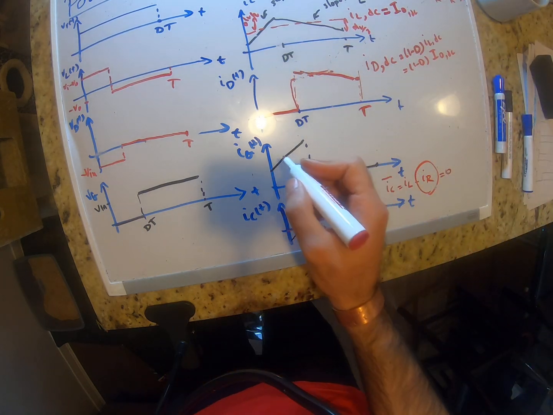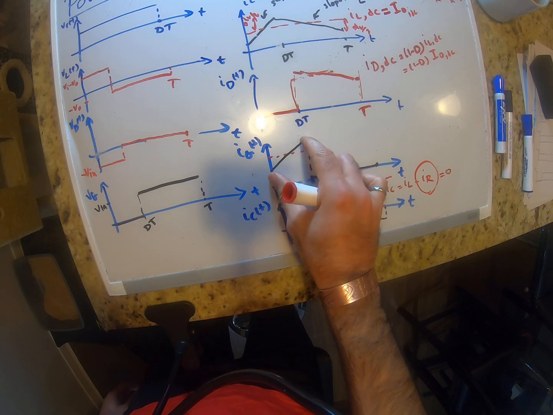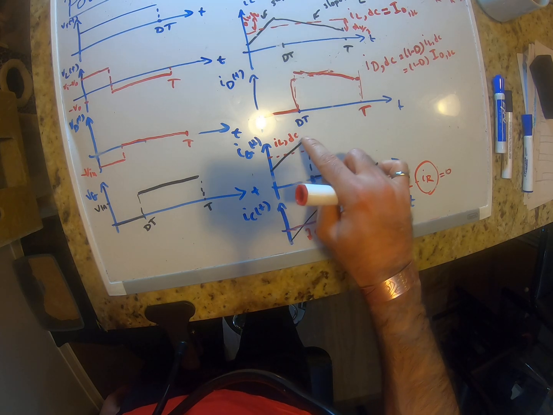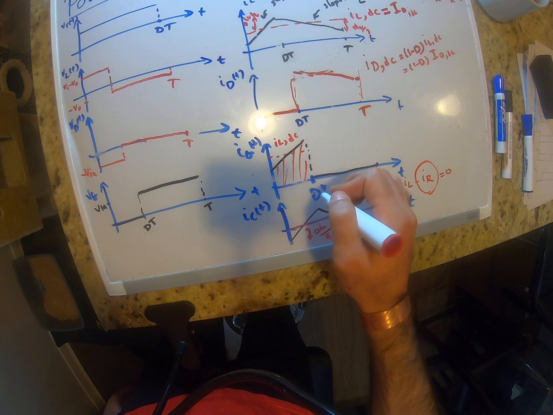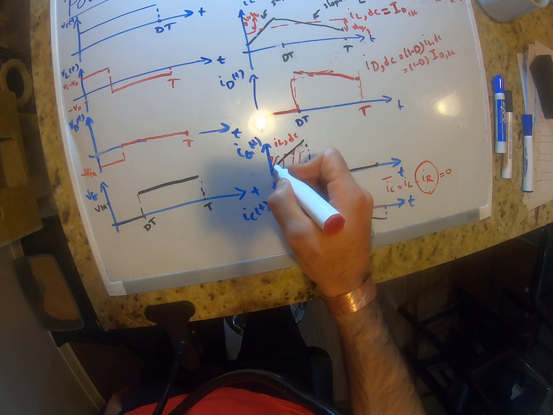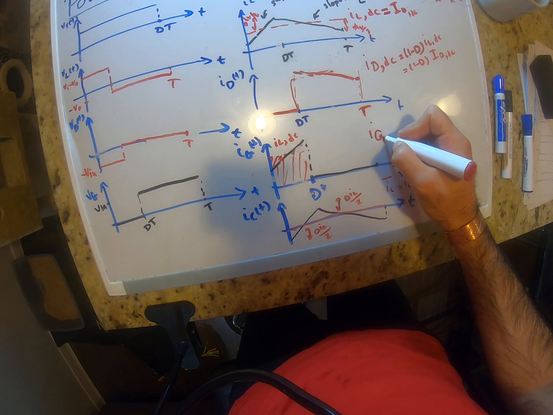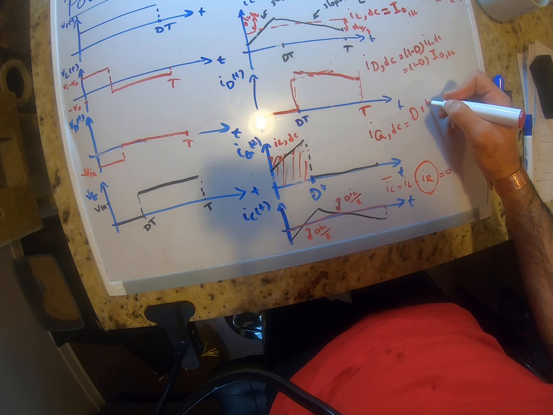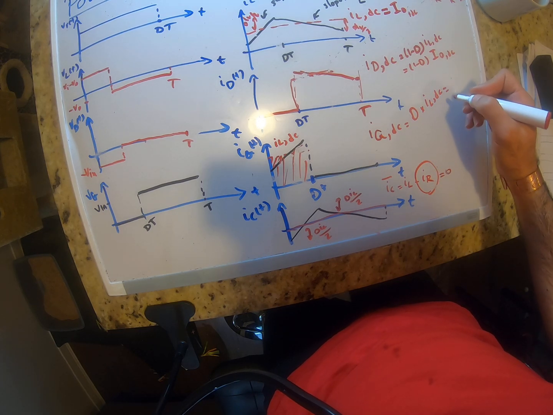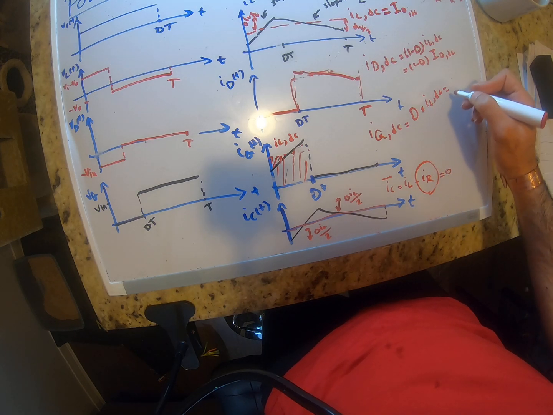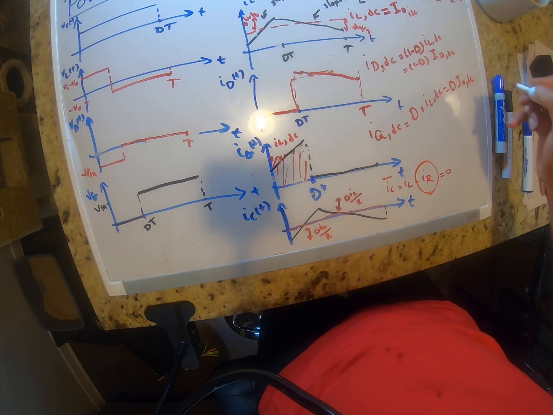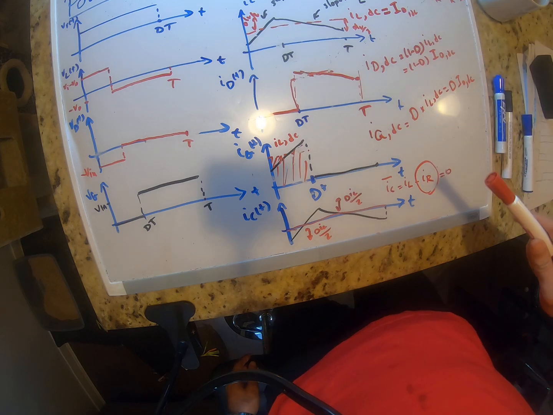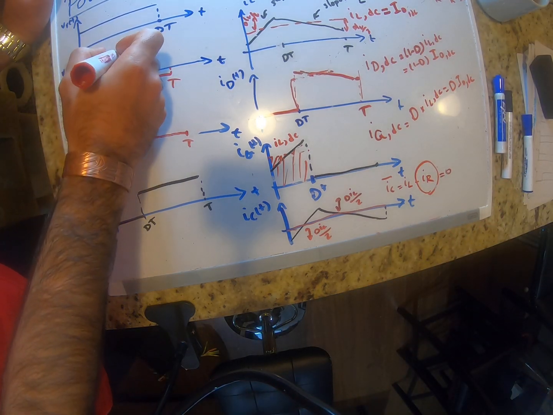The same thing here. Because this part is IL, this middle point is ILDC. If you want to calculate the area of this shape, it's basically the same as the area of this rectangle. So IQDC is going to be equal to D times ILDC, which is the same as D times IODC. Okay, so we did the calculation for the average values here. Maybe we'll do it here just as practice as well.